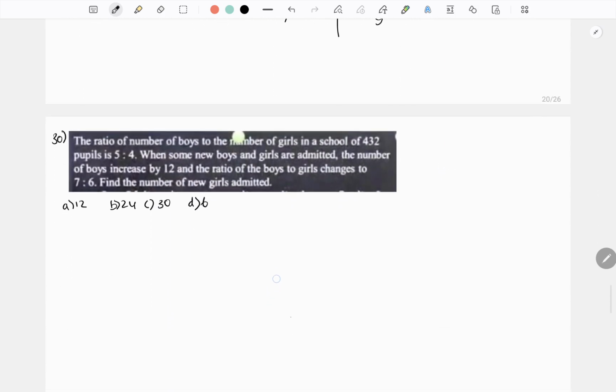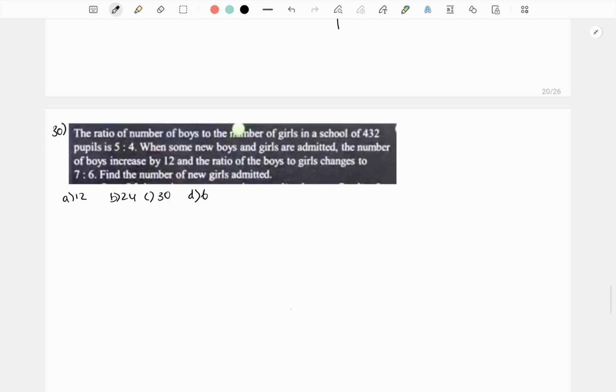Then next, the ratio of the number of boys to the number of girls in a school of 432 people is 5:4. Total how many people? 432 people. The ratio is given 5:4. So total how many parts? 9 parts. If 9 parts is 432, then 1 part is 48, since 9 fours are 36 and 9 eights are 72. When some boys and girls are admitted, the number of boys increases by 12 and the ratio of boys to girls changes to 7:6.